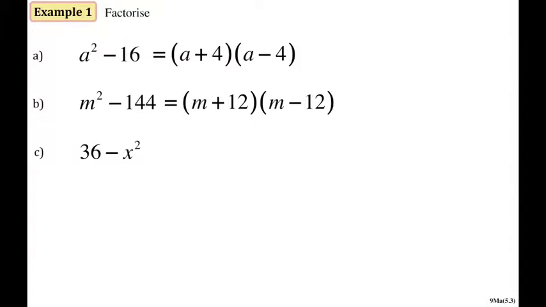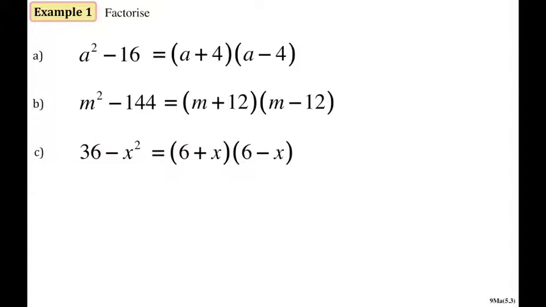Righto, let's look at part C of example 1. Is it a difference of perfect squares? Well, it's a difference, yes, because there's a minus sign. There are two terms. Are they both squared? Well, 36 is a perfect square, 6 times 6. X has a squared above it. Yes, it's a difference of two squares, but notice the number comes first. So this will factorize into two brackets, and each bracket will begin with a 6 and finish with an X. So we get 6 plus X, 6 minus X.